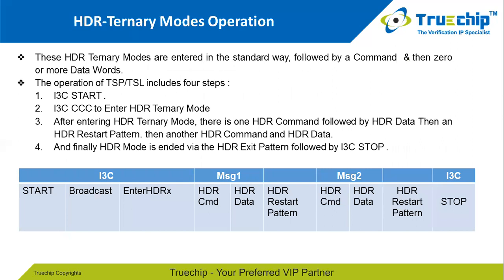HDR ternary mode starts with I3C start followed by master broadcast and enter HDR ternary mode CCC. Then the I3C bus switches to the requested HDR ternary mode. These HDR ternary modes are entered in a standard way, followed by a command and 0 or more data words. After that, an HDR restart pattern will be generated if the master wants to send a new message. And finally, HDR mode is ended by the HDR exit pattern, followed by I3C stop.